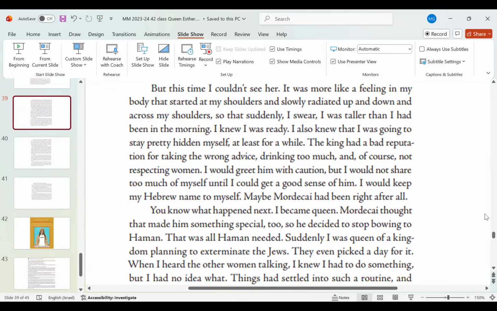I also knew that I was going to stay pretty hidden myself, at least for a while. The king had a bad reputation for taking the wrong advice, drinking too much, and, of course, not respecting women. I would greet him with caution, but I would not share too much of myself until I could get a good sense of him. I would keep my Hebrew name to myself. Maybe Mordecai had been right after all.